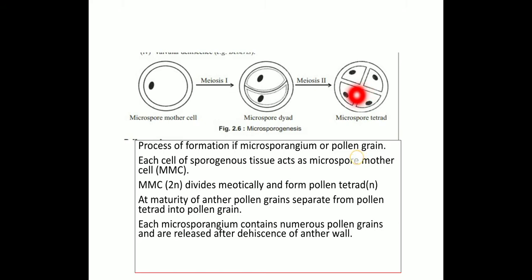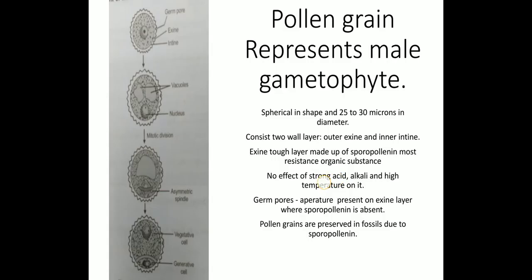At maturity, when the anther matures, the microspores from the tetrad separate from each other and they develop into the pollen grain. The pollen grain represents the male gametophyte of the angiosperm. So these are the developmental stages of the pollen grain. This is the structure of a single microspore. This microspore develops into the pollen grain.